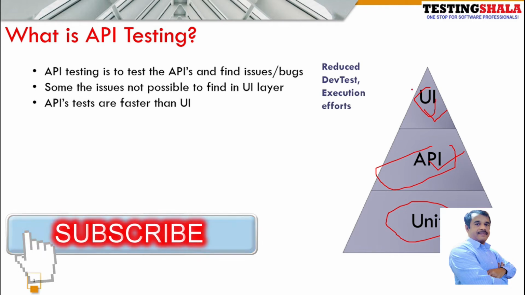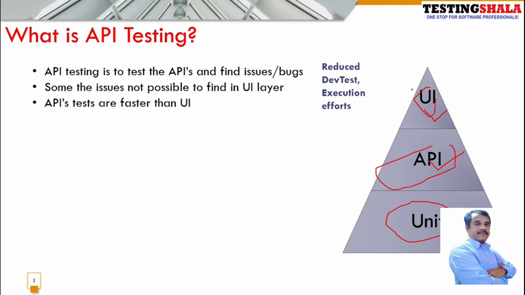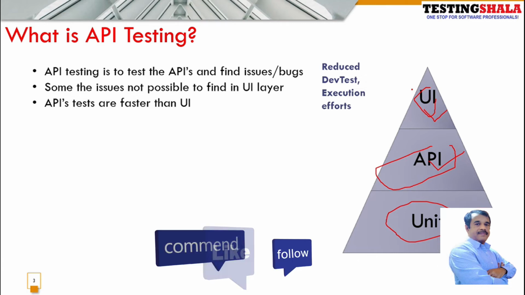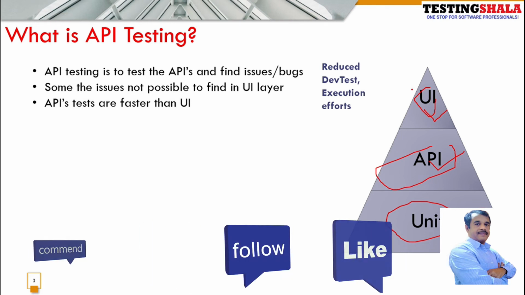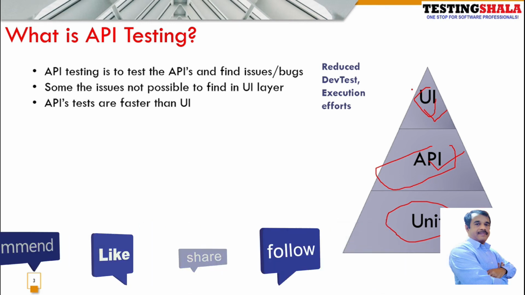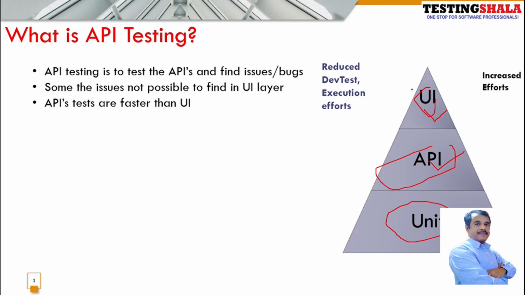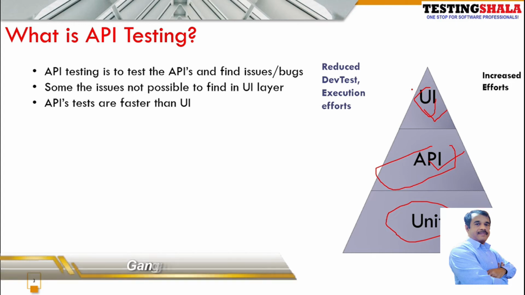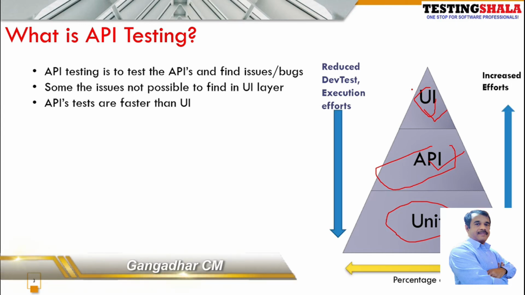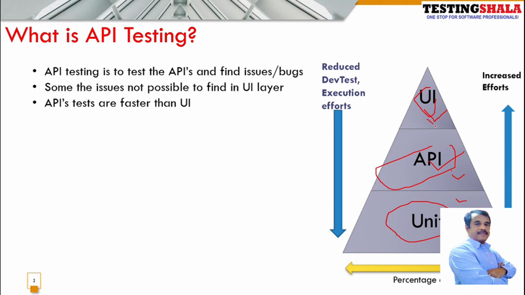If we do it in this way, it reduces a lot of dev work, test work and execution effort, because if we wait until the UI is implemented, then if some issues come up, fixing those issues becomes very challenging and also involves huge effort. Unit testing should be more in number, then the API testing, followed by UI testing. That is the percentage of tests we should perform as part of the overall testing strategy.